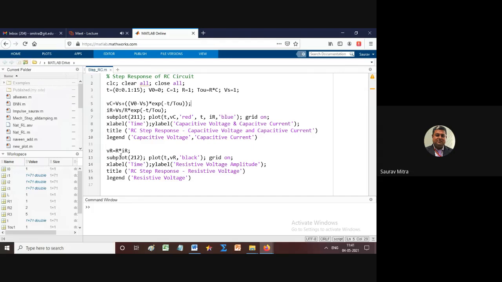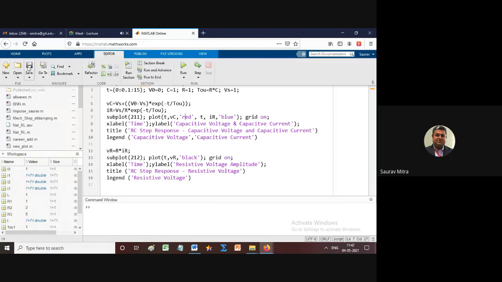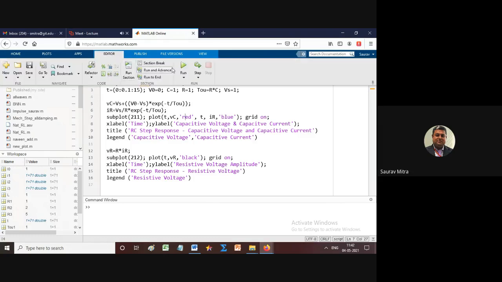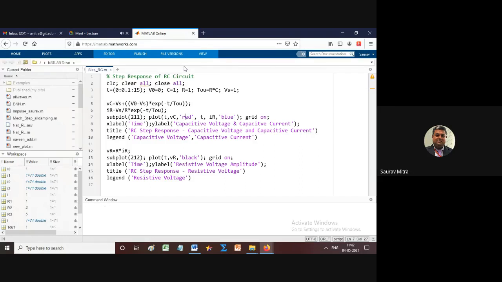And below I am plotting VR. So I am plotting three curves. One is VC, it is written here, capacitive voltage. Here VC is red and IR is blue. So how the current is changing with respect to VC. IR is the same as IC. And next I am plotting VR. So that means I am going to plot. So editor, save and run, like this.